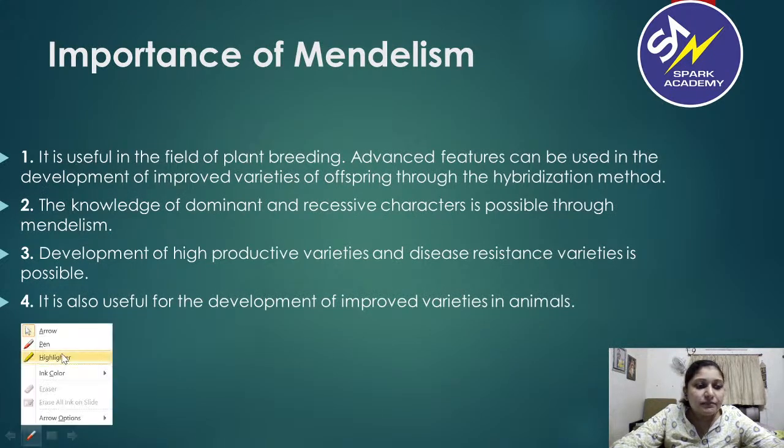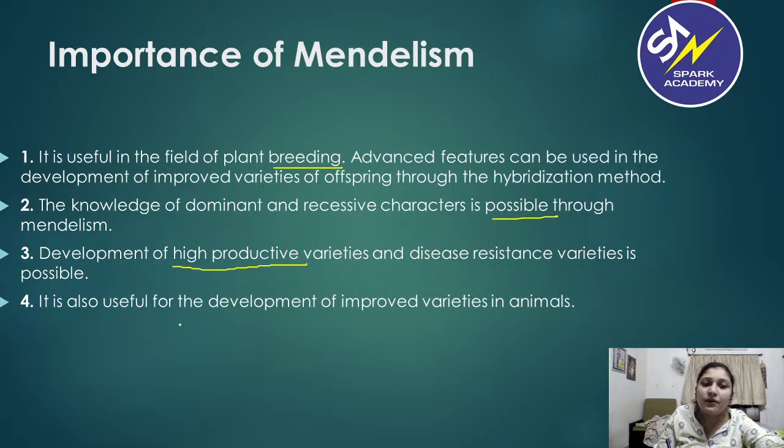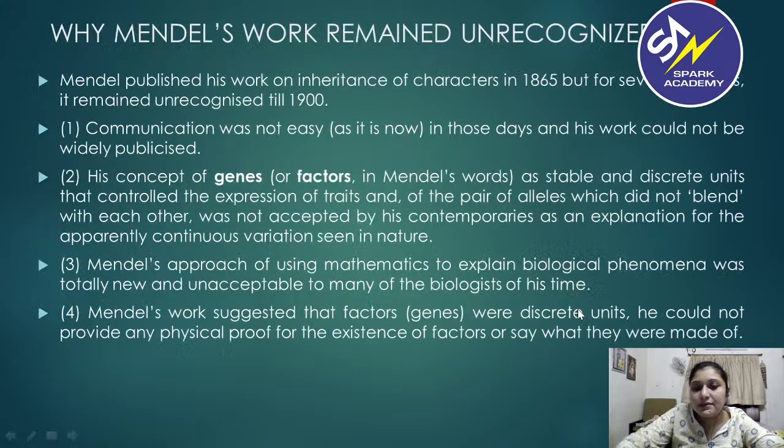Importance of Mendelism. It is useful in the field of plant breeding. Advanced features can be used in the development of improved varieties of offspring through the hybridization method. The knowledge of dominant and recessive characteristics is possible through Mendelism only. Development of high productive varieties and disease resistant varieties is possible because of Mendelism. It is also useful in the development and improvement of varieties in animals.